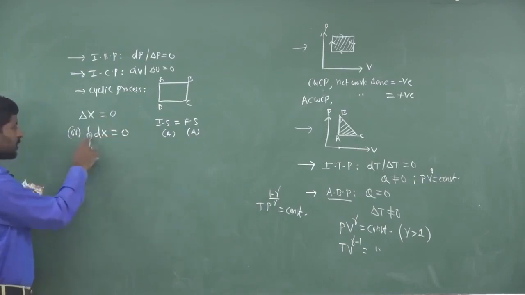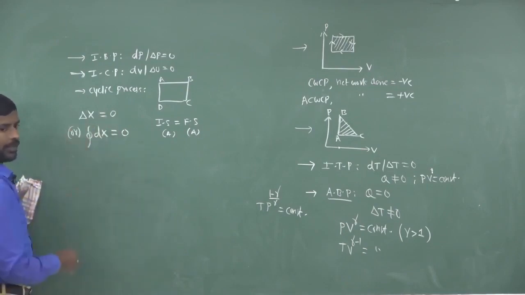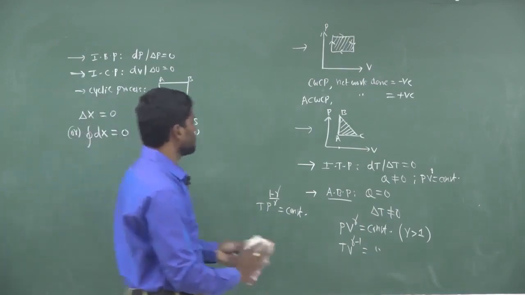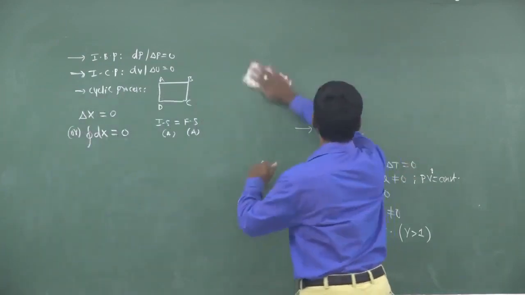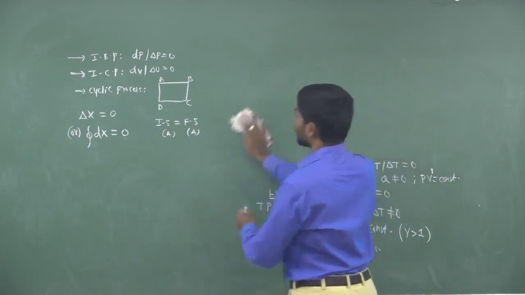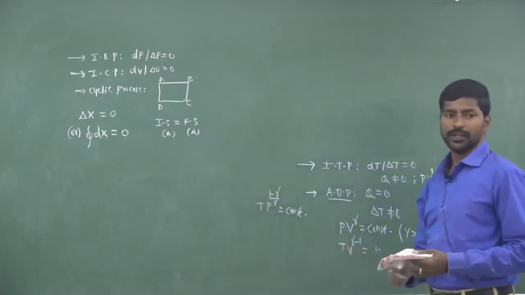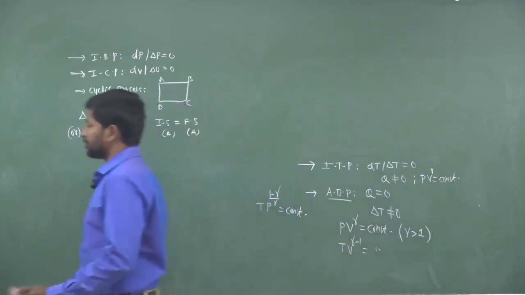Okay, if you represent it like this, that is for a cyclic process. The change in a state function for a cyclic process is zero. Next one, reversible and irreversible process.